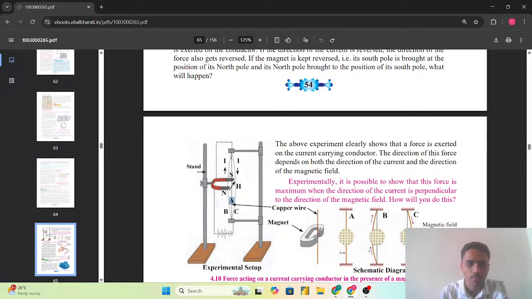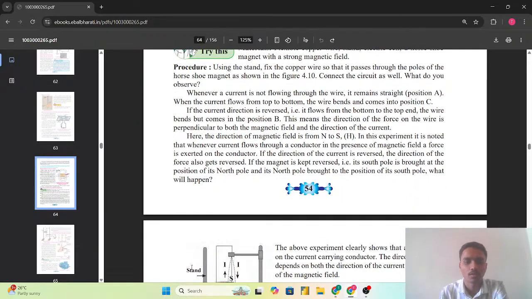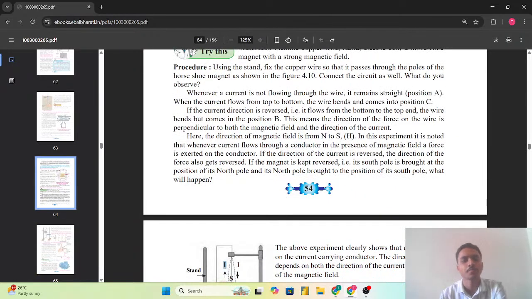So as the current flows from that current conductor, the straight current carrying conductor will change its position as it will bend, and this we can see here in the position C.